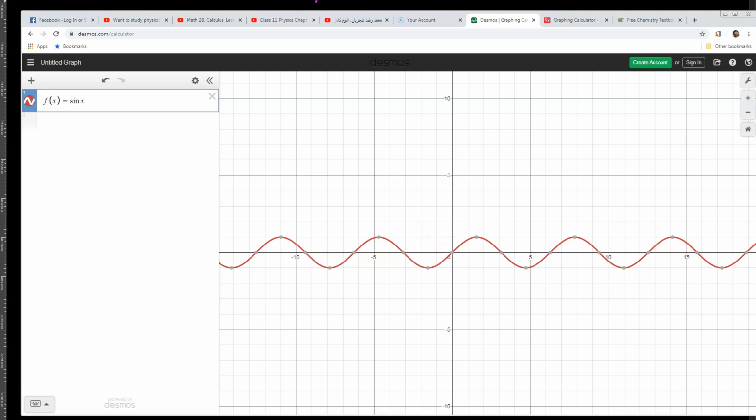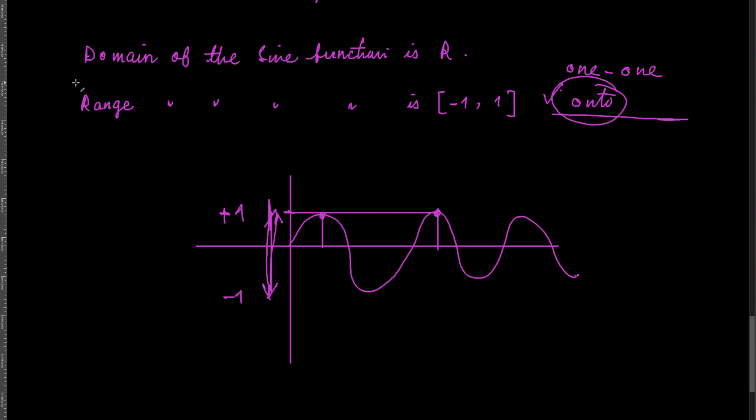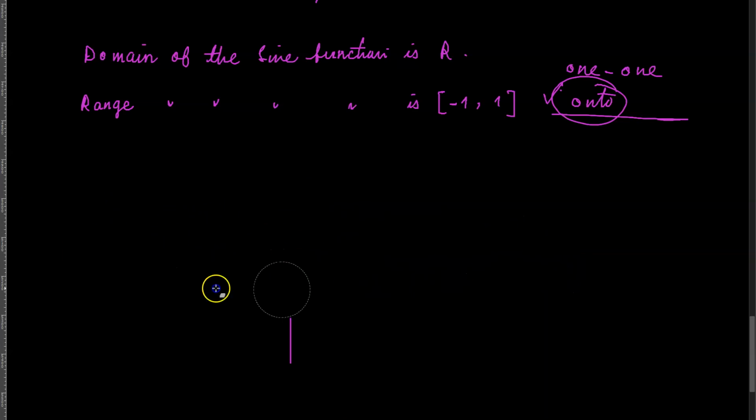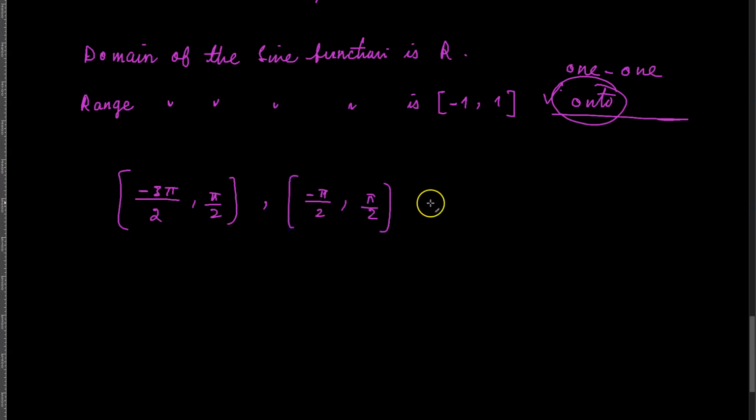Let me see. Okay, so there is a slight mistake here in the text. Basically, let me erase this thing over here. It says that the sine function restricted to any of the intervals negative 3 pi by 2 to pi by 2, or for example negative pi by 2 to pi by 2, or for example pi by 2 to 3 pi by 2.